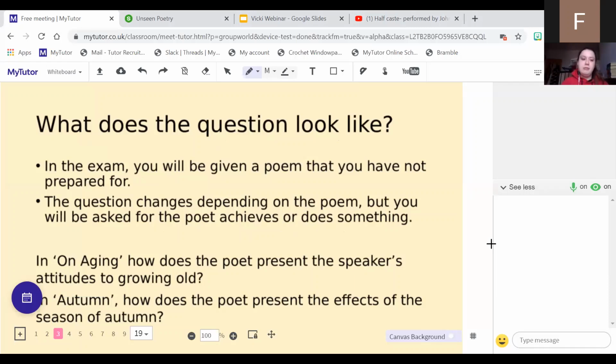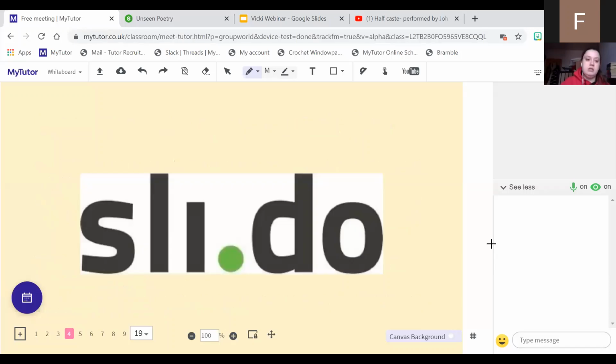Right, so our question looks like this. This is the same slide I showed you guys on Tuesday, just to remind you all. You will get a question that says, how does the poet present, and then whatever is apt for that poem. The question does depend on the poem. It's not like your question 2 or question 3 on your language paper, where it all pretty much stays exactly the same. So these do fluctuate, so I can't give you a strict this is what you're going to get, like I could with some of the language questions.